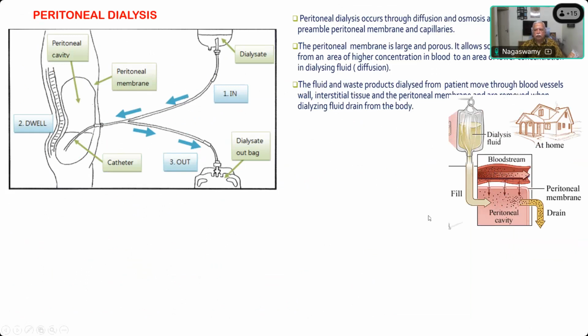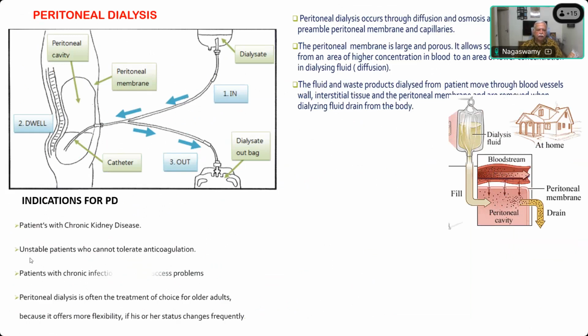So the filter comes in, and indications for PD are patients with CKD who cannot tolerate hemodialysis, unstable patients, especially who cannot tolerate anticoagulation, patients with chronic infections, vascular access problems, and often the treatment of choice for older patients. And because it's more flexible, it can be done at home and frequently.